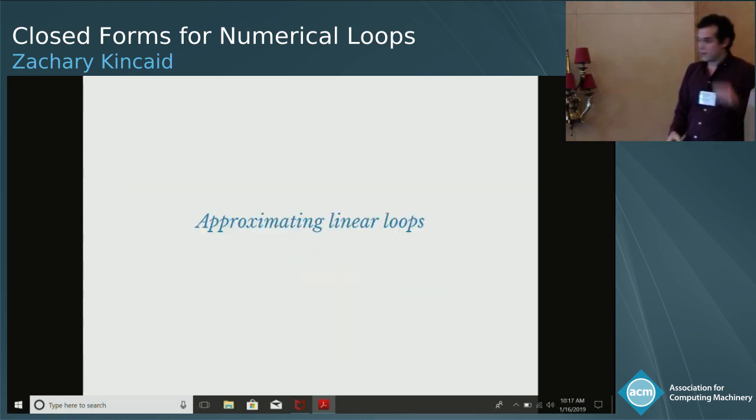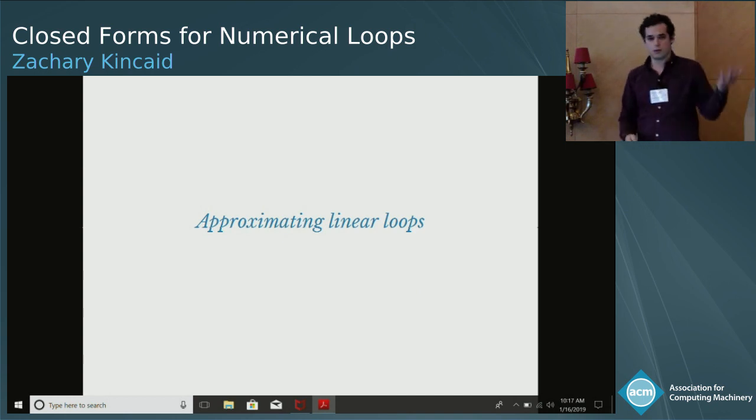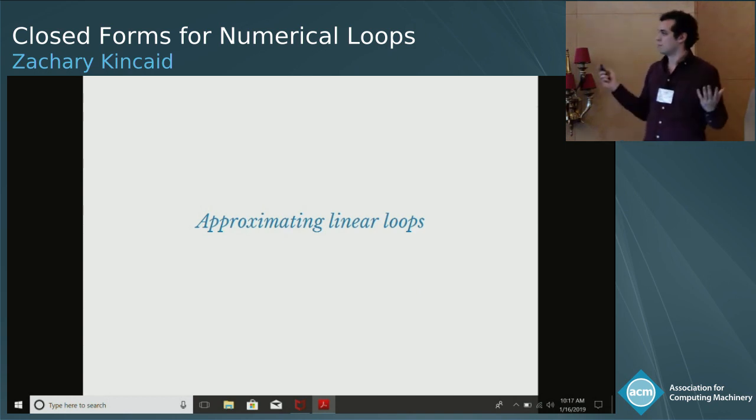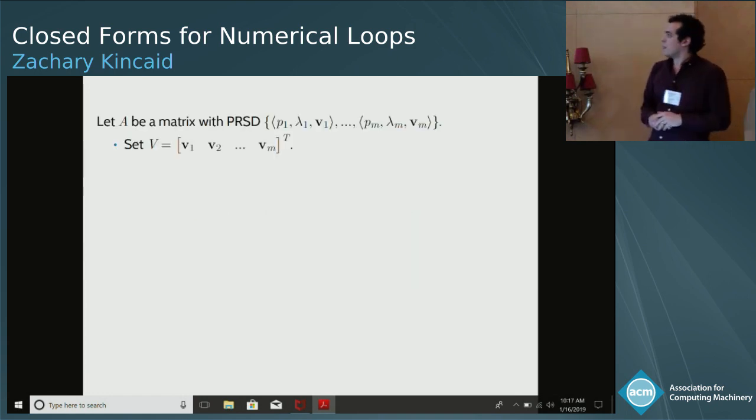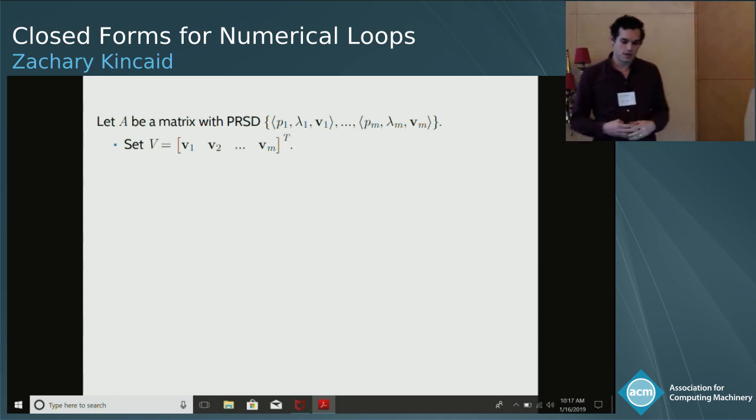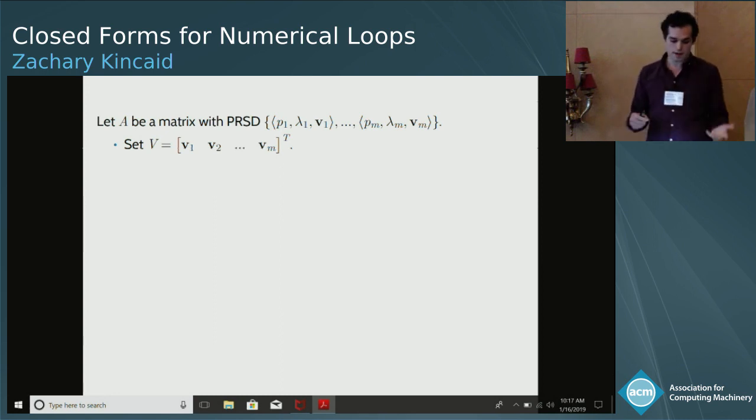All right, so now what happens if we encounter a loop in which there are eigenvalues that are not periodic rational? We don't want our analyzer to just give up. We would like to compute some information about the program. And it turns out the PRSD is a solution to this problem as well.